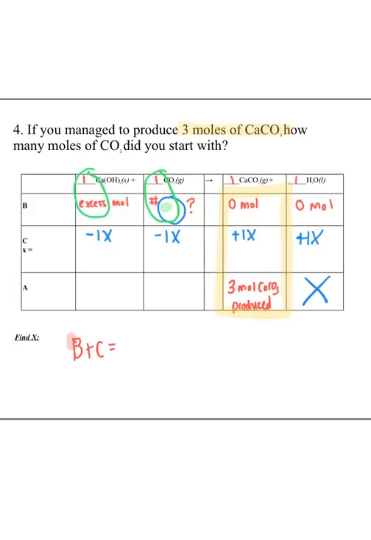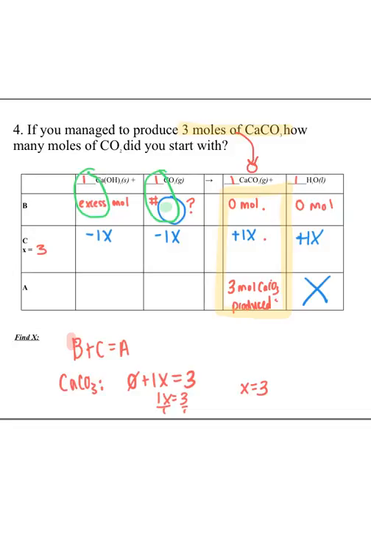Because remember, B plus C equals A. So for CaCO3, that column, 0 plus 1x equals 3, right? 0 plus 1x equals my A. So if I know this 0 doesn't mean anything, and 1x equals 3, divide both sides by 1, that means x is going to be equal to 3. That's the only way we could have gotten 3 moles here. So if my x is equal to 3, this one is the one we're focusing on because they gave us information, and we use that to find our x.